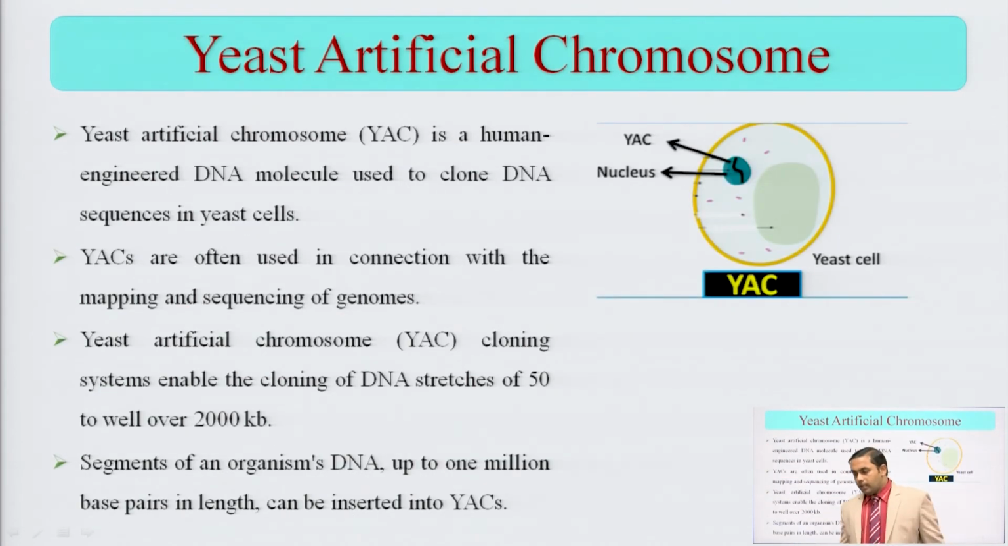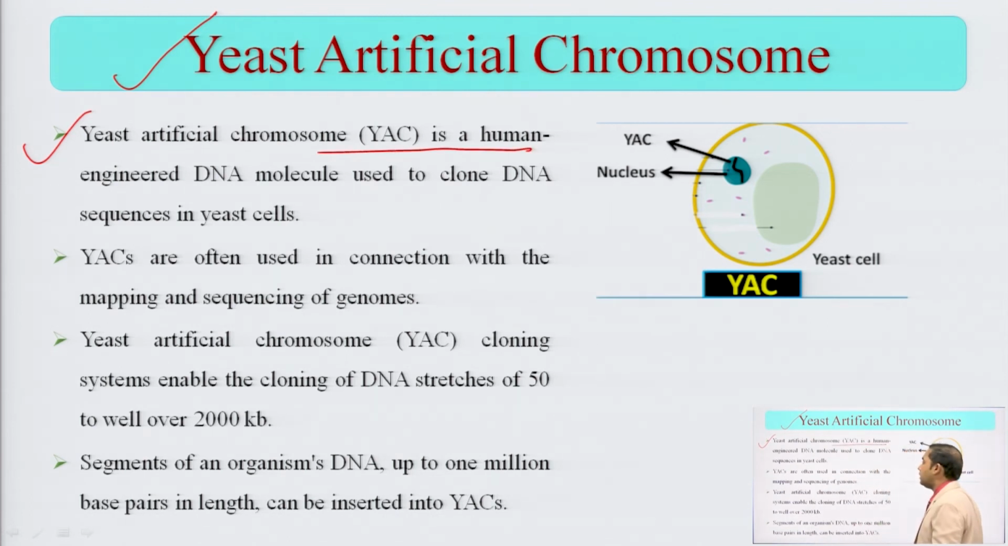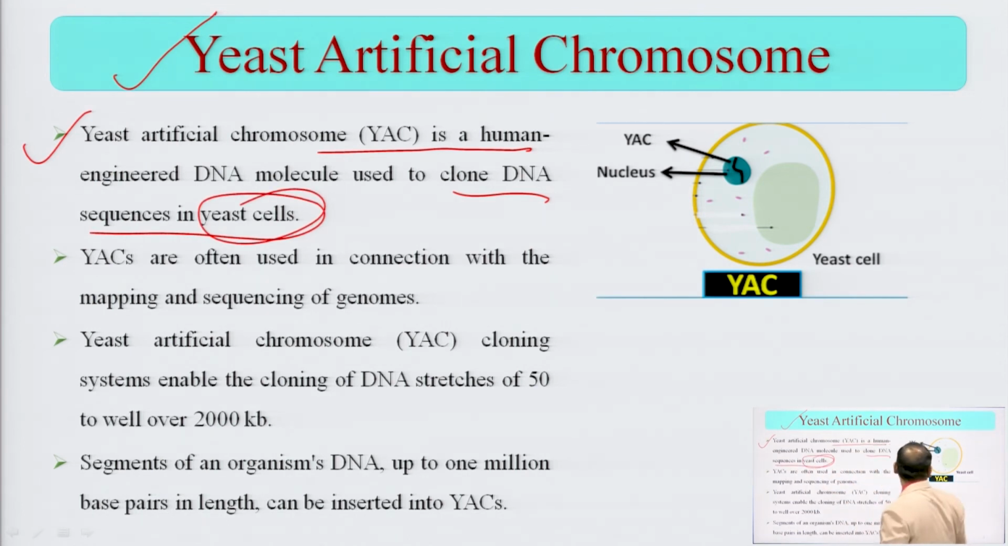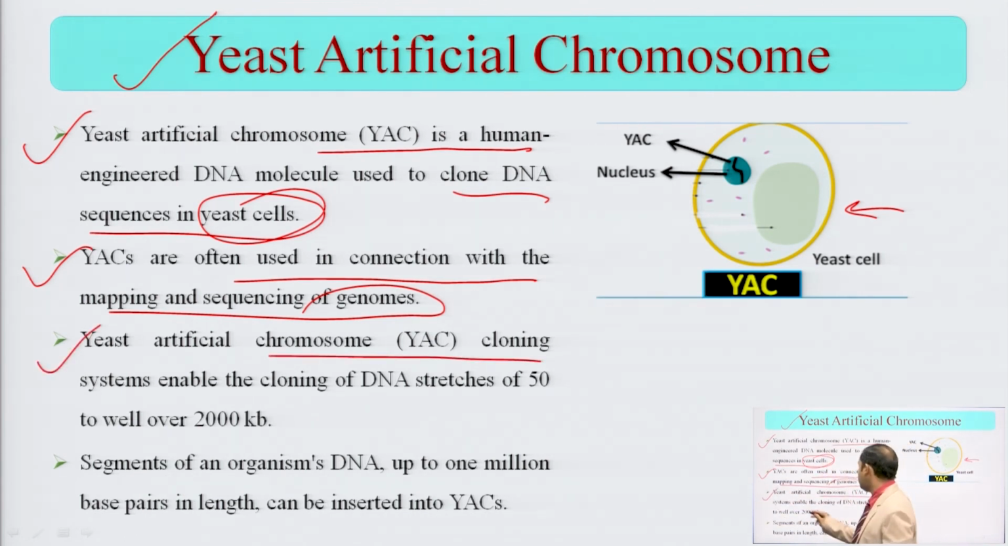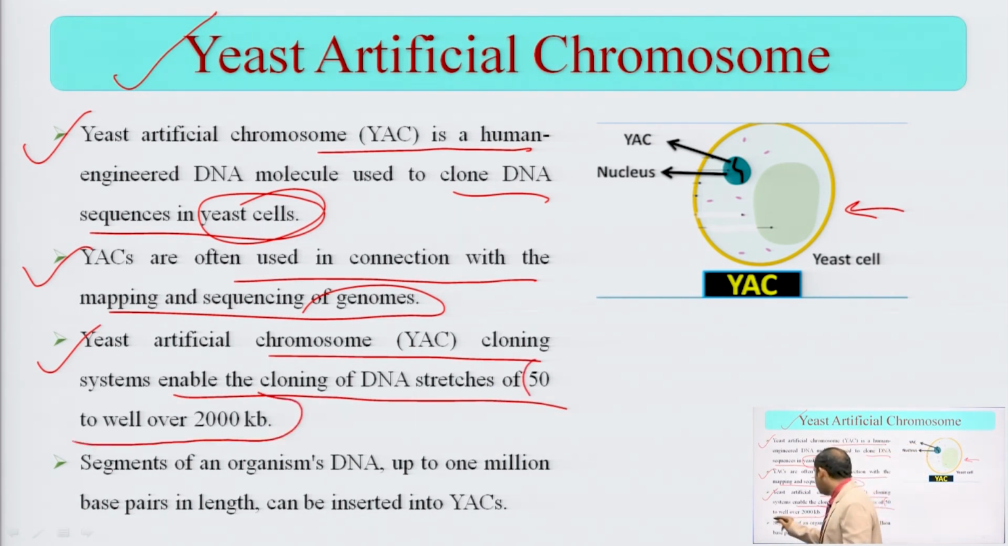Another most popular one is called the yeast artificial chromosome. Earlier we used bacteria, here we are actually using yeast. Now, what is a yeast artificial chromosome? A yeast artificial chromosome is a human-engineered DNA molecule used to clone DNA sequences into a yeast cell. Okay, this is the yeast cell. So, here we are making these kinds of things. YACs are often used in connection with the mapping and sequencing of the genome, and this YAC cloning system enables the cloning of DNA stretches from 50 to 2000 kilobytes.